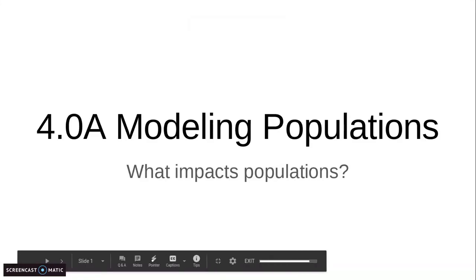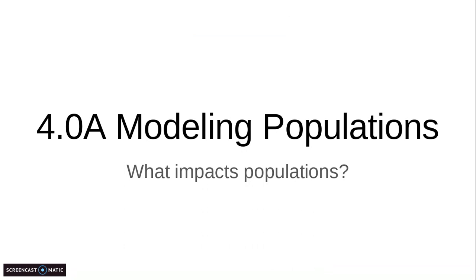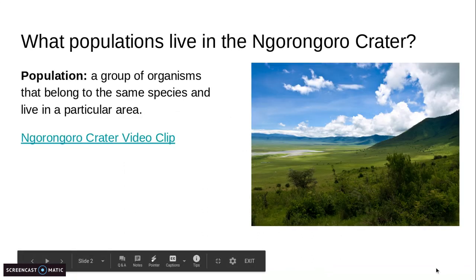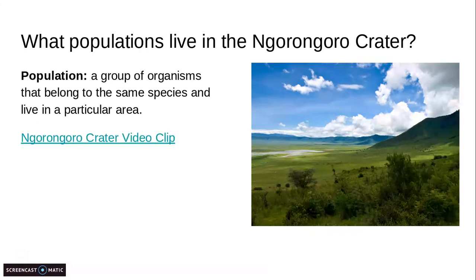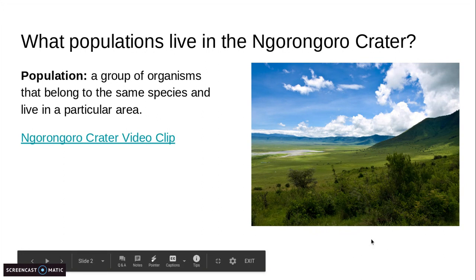Okay, so we have been talking about modeling populations and what kinds of things impact populations. Now, I'm hoping you already checked out our video clip of the Ngorongoro crater. And it's such a beautiful place. It's an opportunity for you to examine some different populations of organisms that you might not normally see, lions, zebras. And we talk about populations as a group of organisms that are all in the same species that all happen to live in a certain area, such as the Ngorongoro crater.